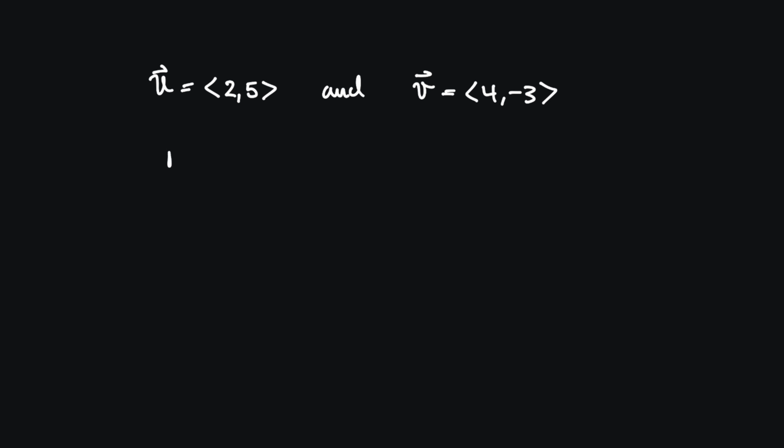So notice that the formula was cosine of theta equal the dot product in between these two vectors. So 2 times 4 plus 5 times negative 3. So we multiply corresponding components, remember that. And we're going to divide this by the multiplication of their magnitudes.